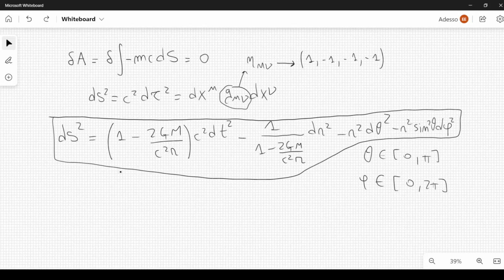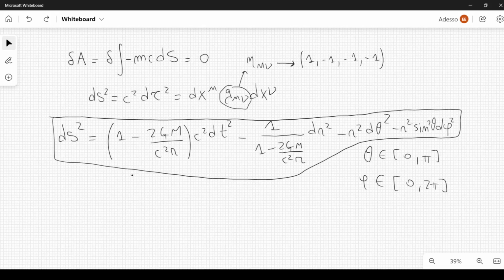You can show that if you input the metric tensor that you can obtain from this equation here, ds squared equal to this expression on the right, you can show that this solves Einstein's field equations. I will not do the details here. I will not explain all the details regarding the Schwarzschild metric. We will start from this point, and then we will move on.